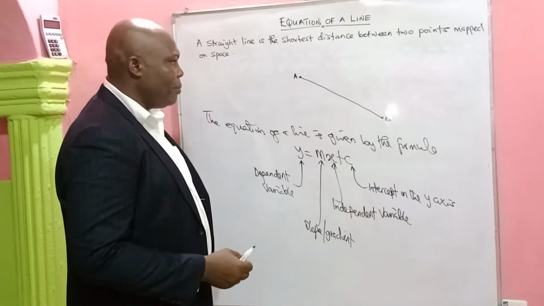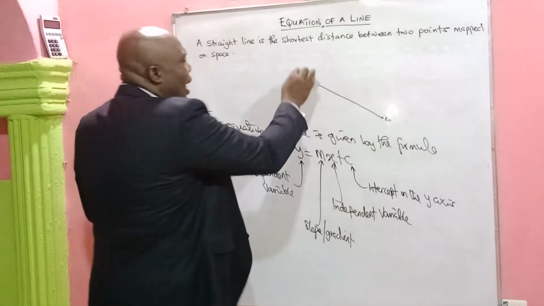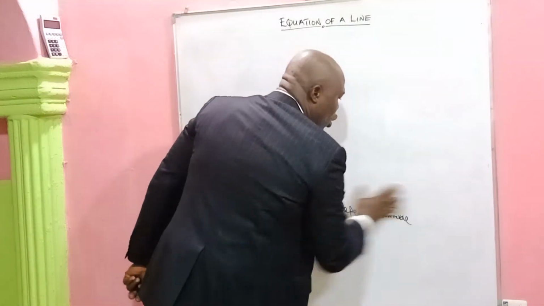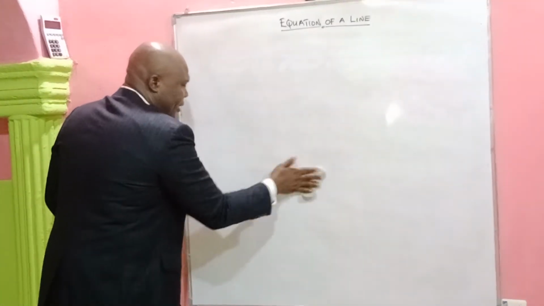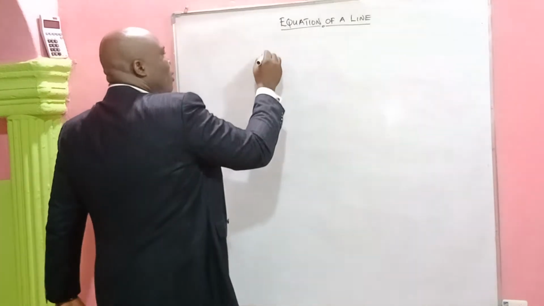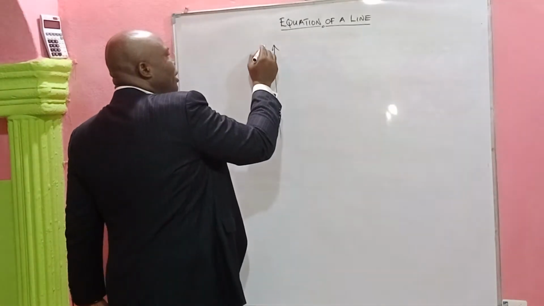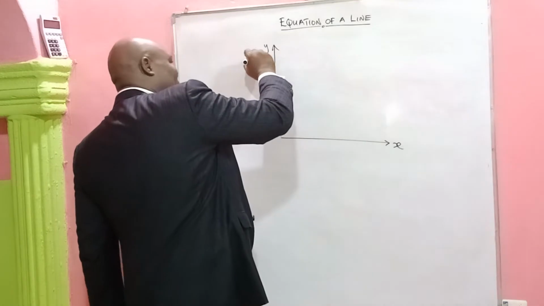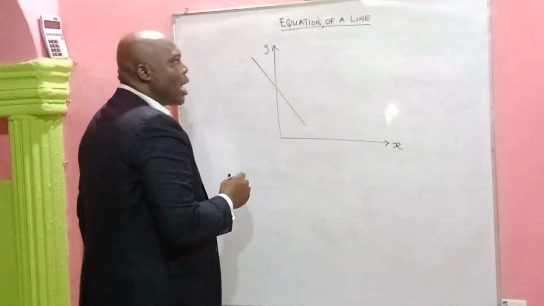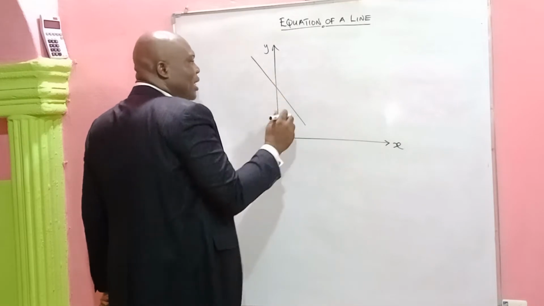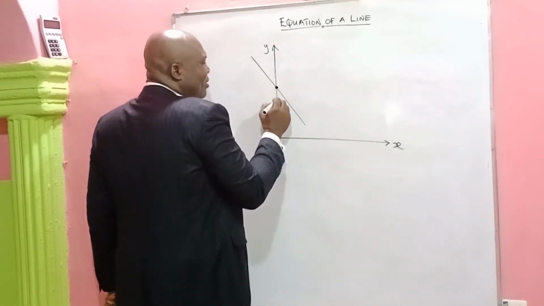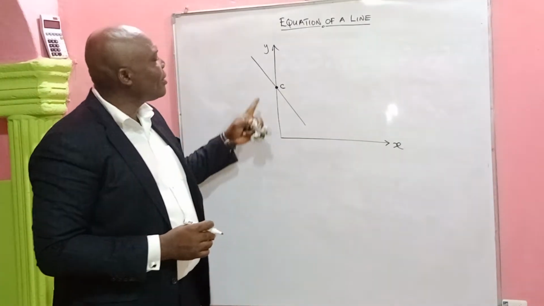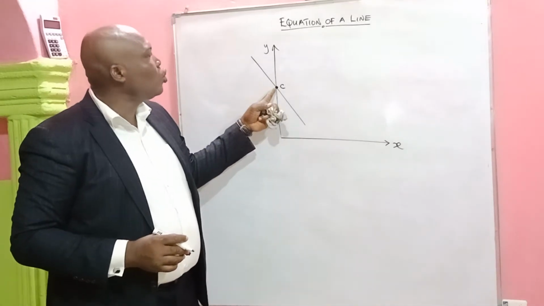All right, so without waste of time, if you look at this straight line which is mapped on space in a coordinate system, you will understand what we mean. Now, this is the y-axis, and this is the x-axis. If you bring up a straight line this way, this is a straight line. The intersection where this straight line intersects with the y-axis, that's where the c is, which is the y-intercept. The y-intercept is where the straight line passes through the y-axis.